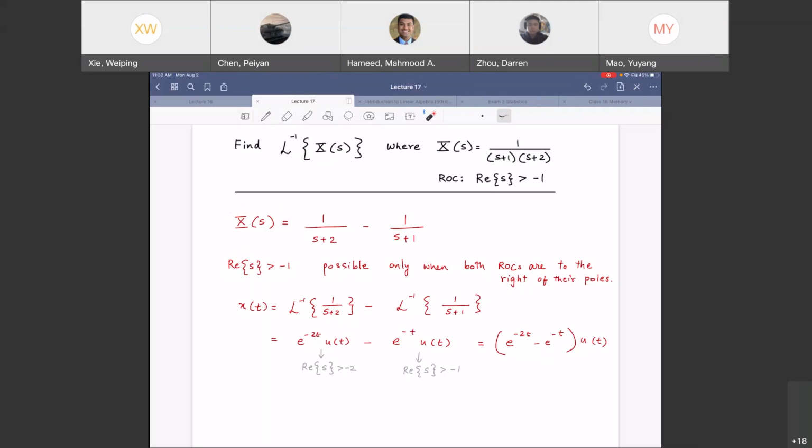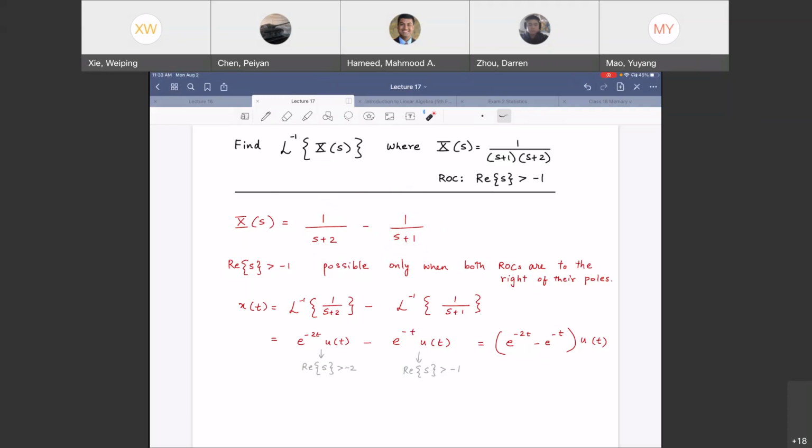X of s, using partial fraction expansion, which we'll have cases for details later, breaks up into two. I've got 1 over s plus 1, and I've got minus 1 over s plus 2, right? So I've got s plus 2 here, minus 1 plus s plus 1 here. For each of these signals, I can find the inverse Laplace transform. I know the function in the time domain. What is that? It's going to be e to the minus 2t u of t, and here e to the minus t u of t.